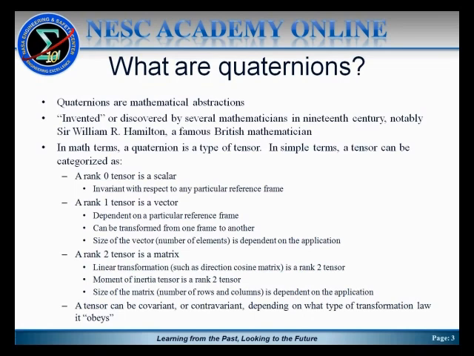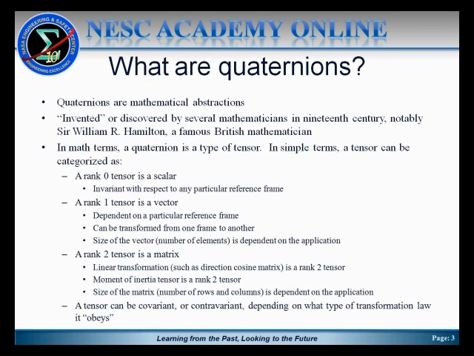A rank 2 tensor can be represented as a matrix, and it often is in the types of analyses that we do. Rank 2 tensors, such as a linear transformation or a direction cosine matrix. A moment of inertia tensor of an object is also a rank 2 tensor. And again, the size of the matrix, which is the number of rows and number of columns, is dependent on the application. But again, since we deal typically in three-dimensional space and three-dimensional degrees of freedom, rotationally that is, most of the rank 2 tensors that we would use in flight mechanics applications are 3x3 matrices, or can be represented in that form.